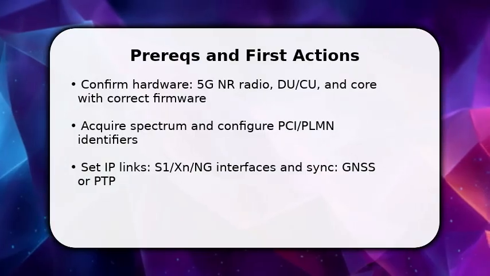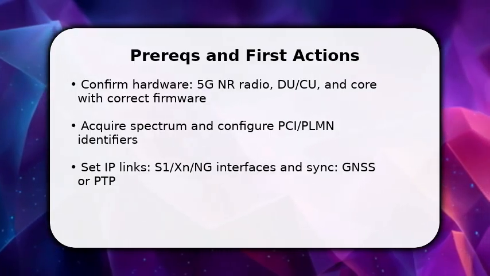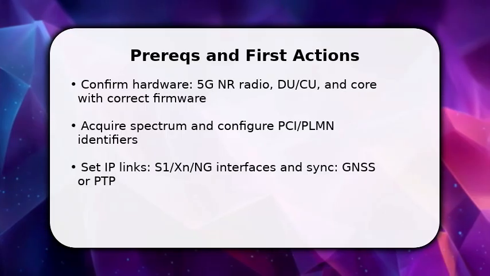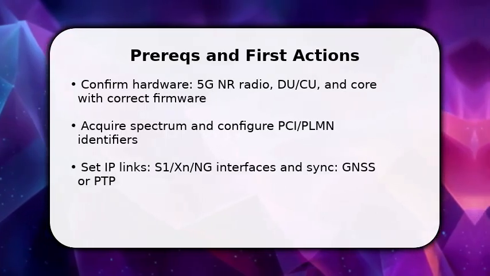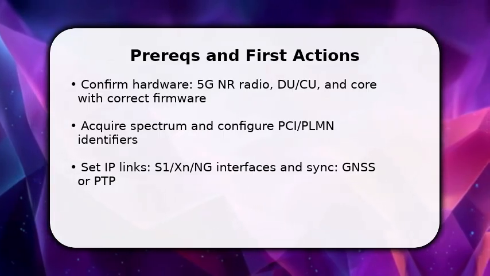You start by validating prerequisites and taking immediate action. Confirm the 5G NR radio, DU/CU, and core are on compatible firmware and licensed. Once done, assign PLMN and PCI values so cells can register.